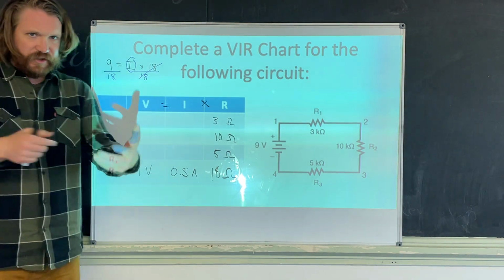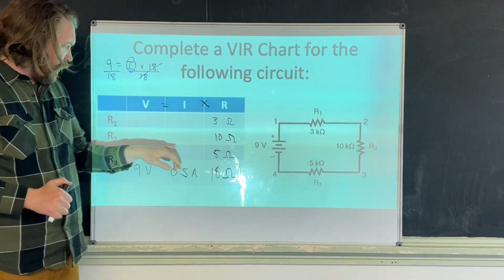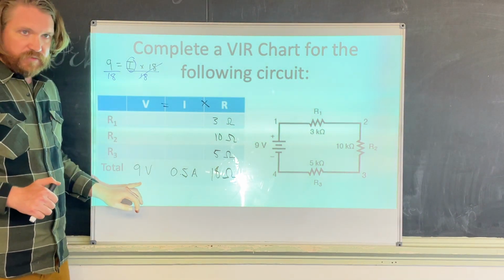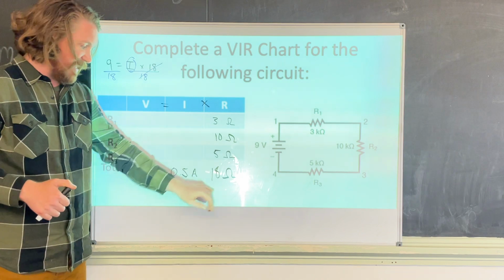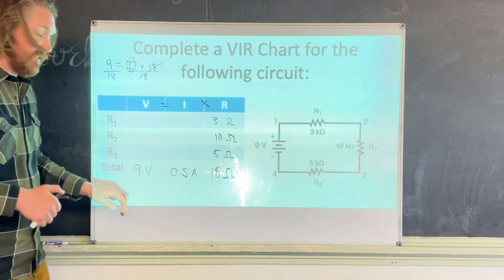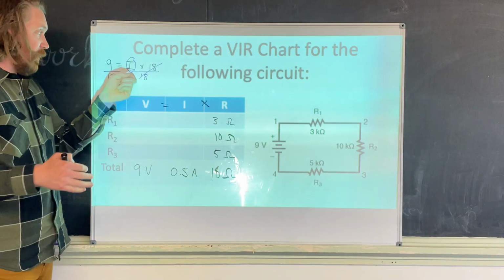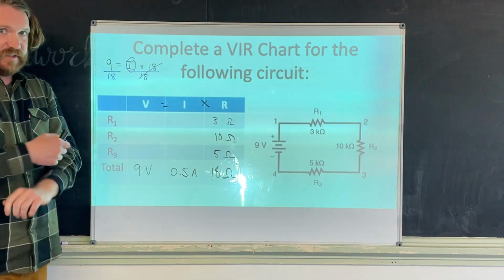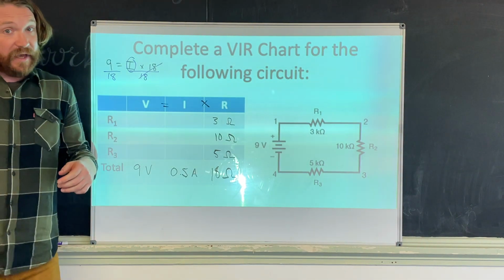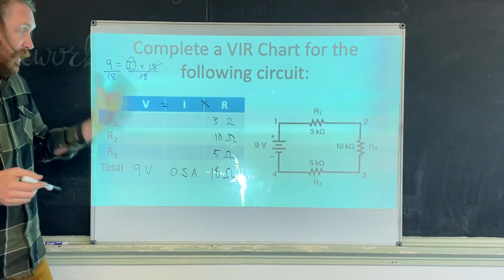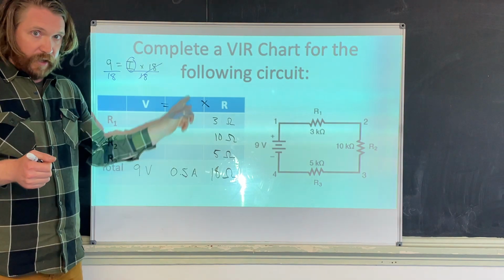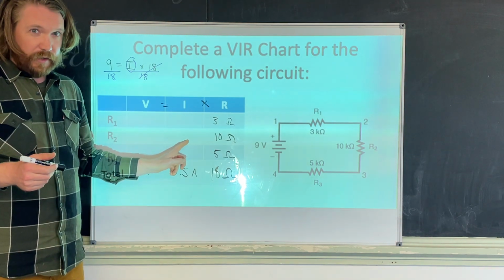Now, when you start getting good at this, you can start just looking at it and saying, well, 18 times what is equal to 9? And the correct answer here is 18 times 0.5 is 9. Again, there's no shame in doing the algebra. It's pretty straightforward. Now, where does this get us? Well, if you think back to that original chart, we know that the current is the same everywhere in a series circuit. Aha!